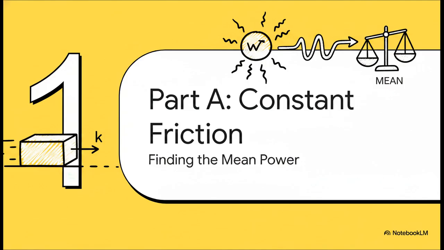Okay, let's start with part A. This is the more straightforward case. We're told to assume that the friction coefficient, mu k, is just a constant. It doesn't change. So the friction force is the same the entire time the block is sliding. Our goal here is to find the mean, or the average power.